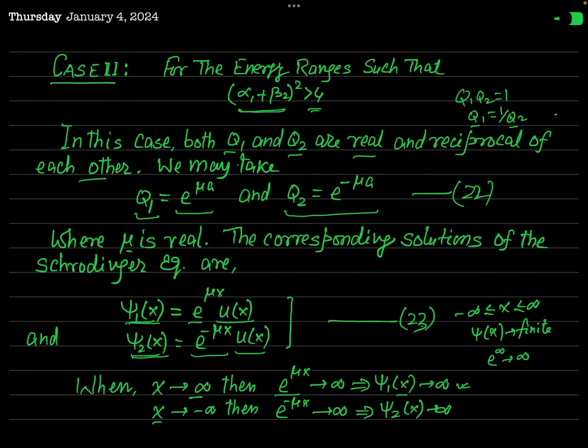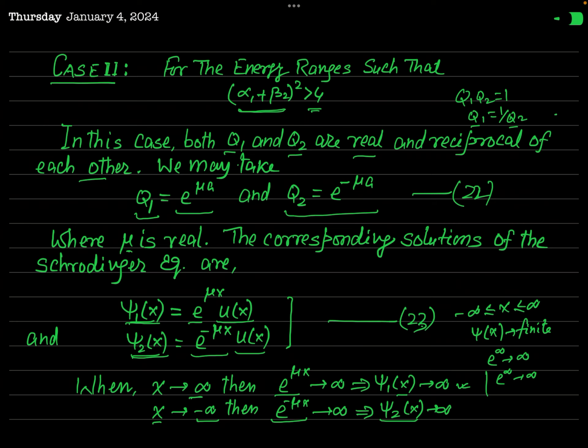And when x tends towards minus infinity, let us check what is e to the power minus mu x. This will again be e to the power infinity, and that will be infinity, that is undefined. So in this condition psi 2 of x becomes undefined. So these forms of the functions psi 1 and psi 2 show that these are not bounded, so these are not valid wave functions. If these are not valid wave functions of an electron, what does it mean?